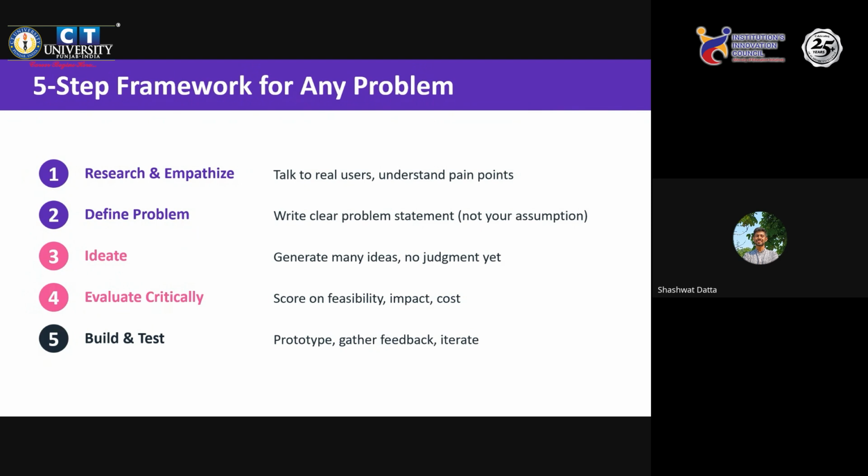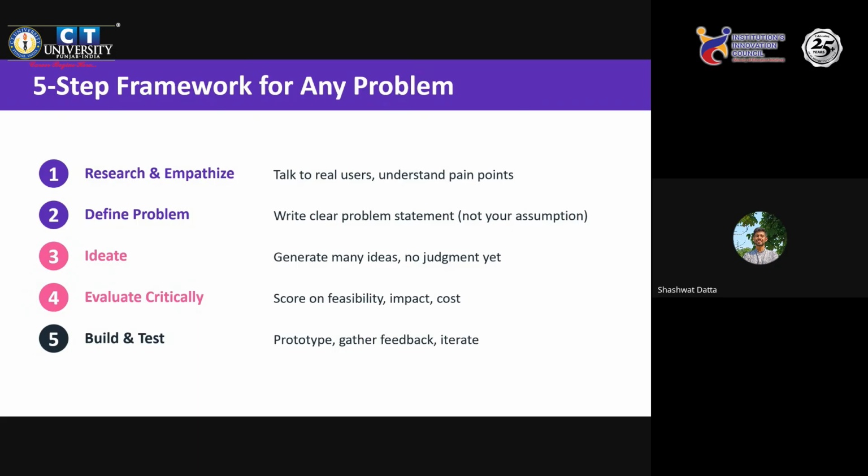Step four is evaluating critically. One has to develop a scoring matrix and score each idea based on feasibility: can one actually build this? Based on its impact: will it solve any problem? Based on its effort: how hard is it? Keep it to a few in number, like five.